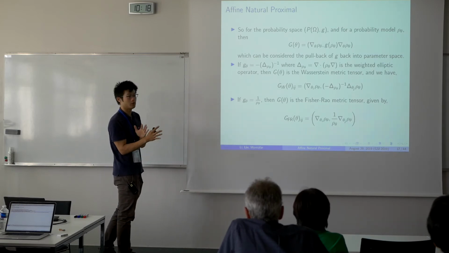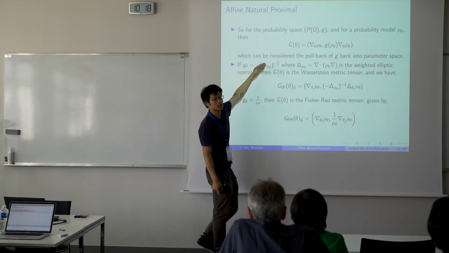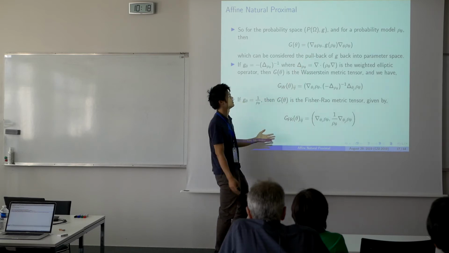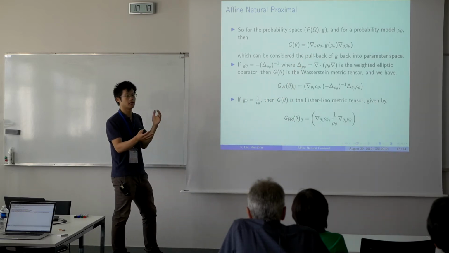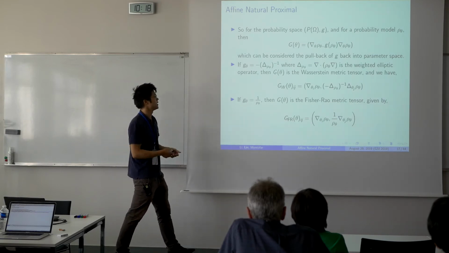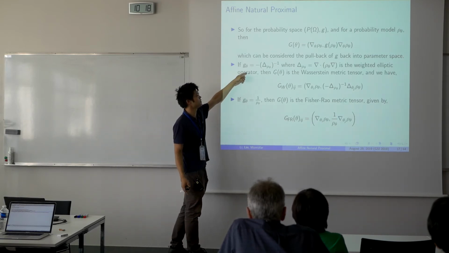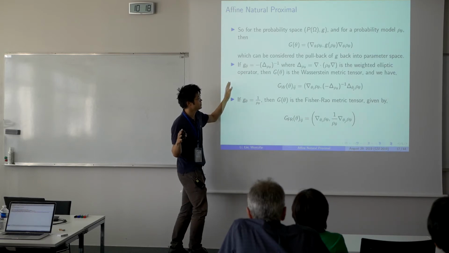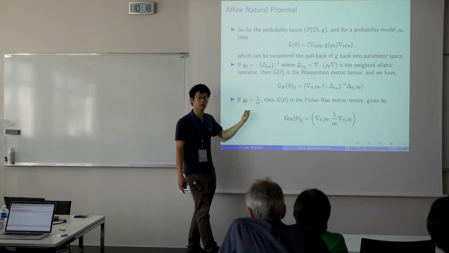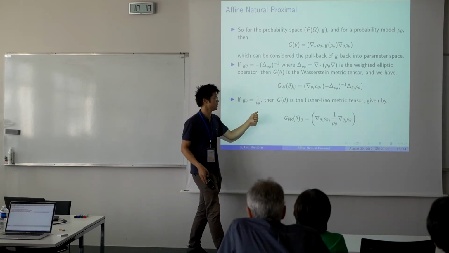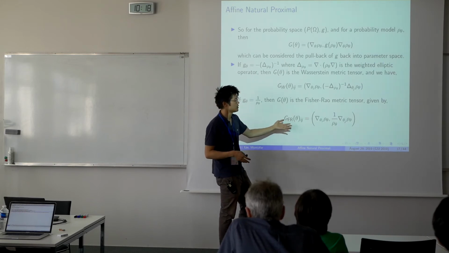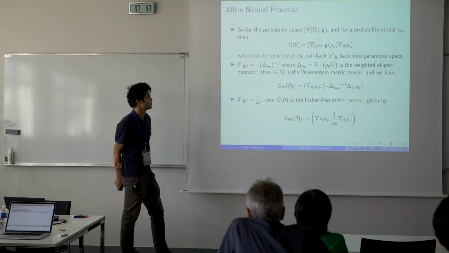And for a probability model rho theta, you can have the matrix representation G of theta, which is equal to this expression. Basically, you're pulling back small g into parameter space to get big G. I just want to note that if small g is the weighted elliptic operator, then the matrix representation will look like this. Whereas if small g is 1 over rho theta, then the matrix representation will look like this for the Fisher-Rao.